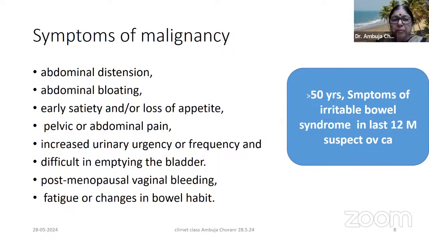Suppose any woman more than 50 years, postmenopausal, comes with the symptoms of irritable bowel syndrome. How is it? Change in the bowel habit will be present, loss of appetite and easy satiety. This is what irritable bowel syndrome is. The diagnosis is usually made if the symptoms are present in the last 12 months; always suspect ovarian cancer. This is very important. In the last 12 months, if they get any of these symptoms more than 12 times, you should always suspect there can be ovarian cancer.